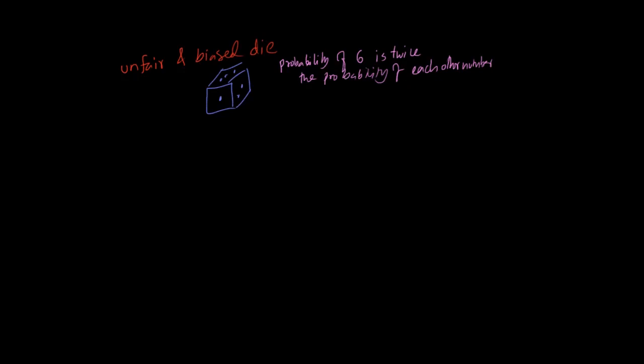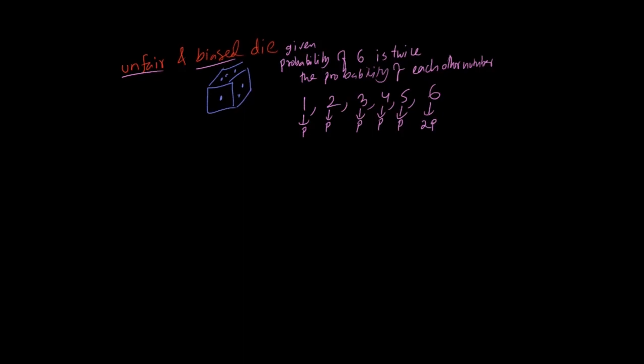They are saying this is an unfair biased die. Given that the probability of getting a 6 is twice the probability of getting each other number. So let me list the numbers: 1, 2, 3, 4, 5, 6. If the probability of getting a 1 is P, a 2 is P, a 3 is P, a 4 is P, a 5 is P, but the probability of getting a 6 is twice of that, 2P.